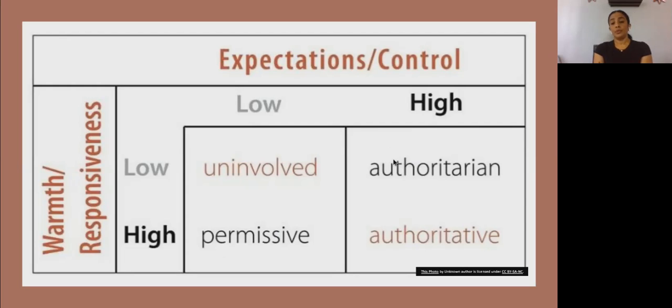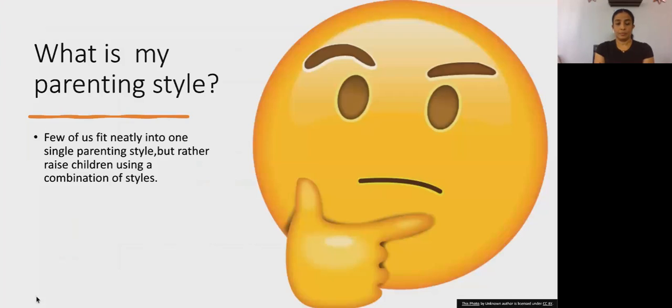And here we're going to authoritative. For the authoritative parent, their warmth and response to their kids' needs is very high. At the same time, their expectations are high too. But authoritarian parents' warmth and response to their kids' needs is very low, but at the same time, their expectations are very, very high. Authoritarian parents punish their kids. Authoritative parents discipline their kids. So I'm giving you a little summary again.